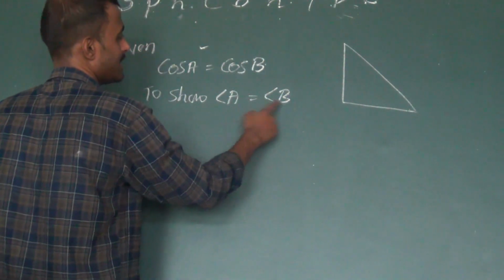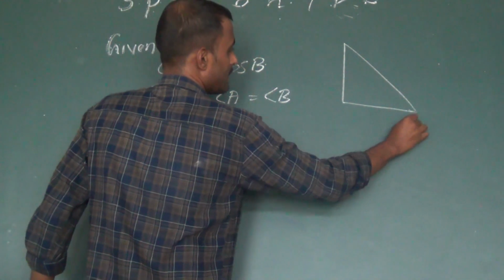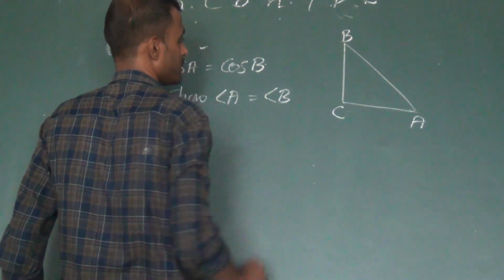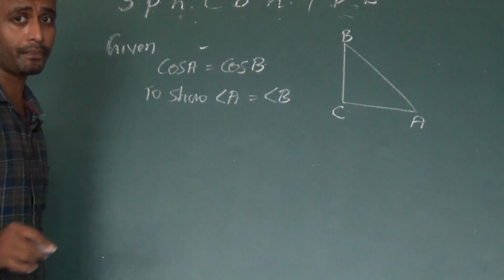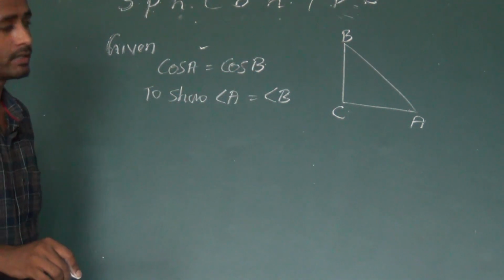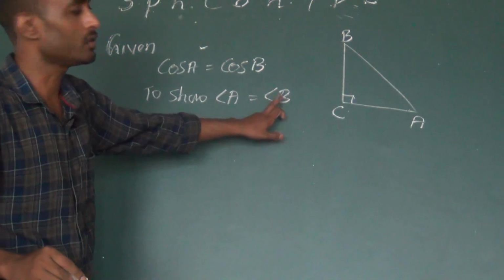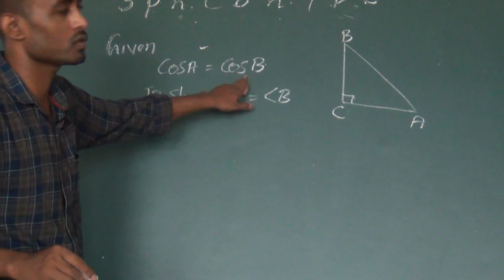They give you A and B. Let's take A here, B here, and C here. I have taken a triangle like this, so this is the right angle. I have to prove that angle A is equal to angle B, given cos A equals cos B. Let's do it like this.